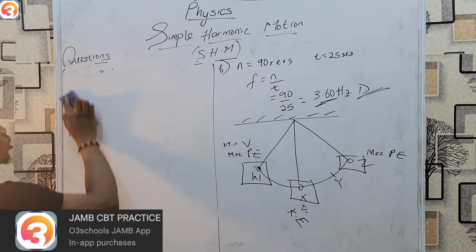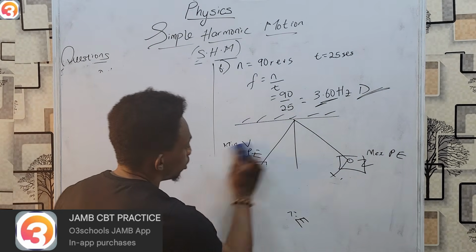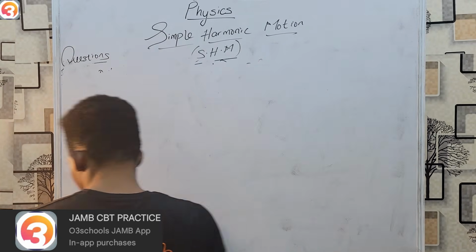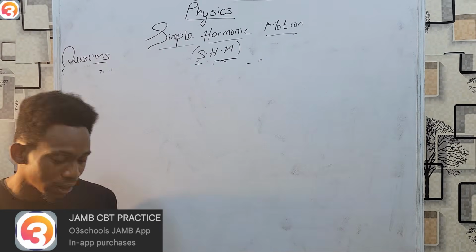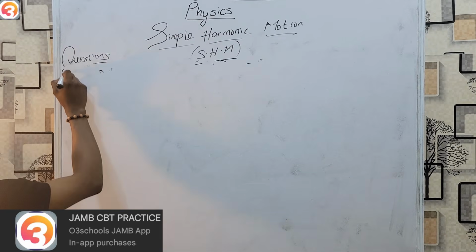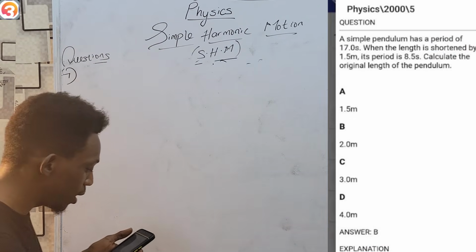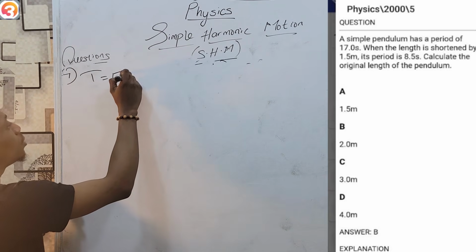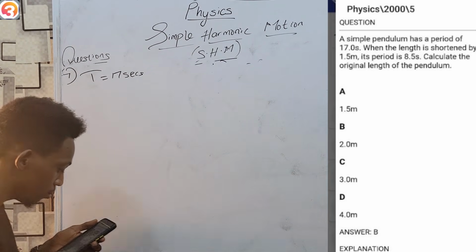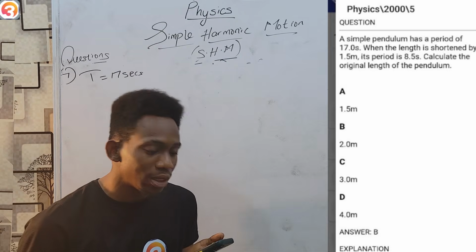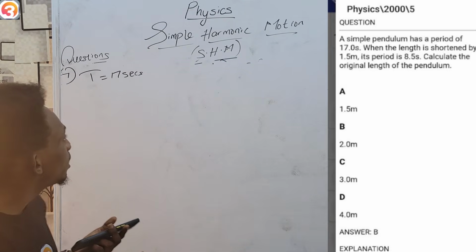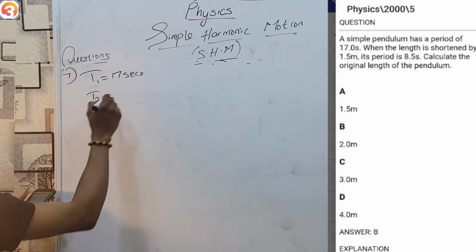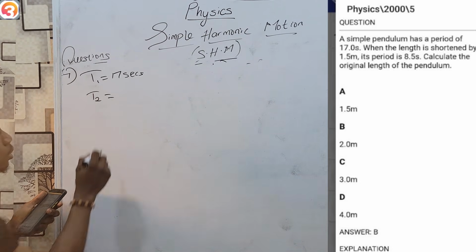Just one more simple question on simple harmonic motion, and we shall be able to call it a day on this topic. This one is from the year 2000, question number 5. A simple pendulum has a period of 17 seconds. When the length is shortened by 1.5 meters, now I realize I'm comparing, so I must have T1, then T2. The period is 8.5 seconds.